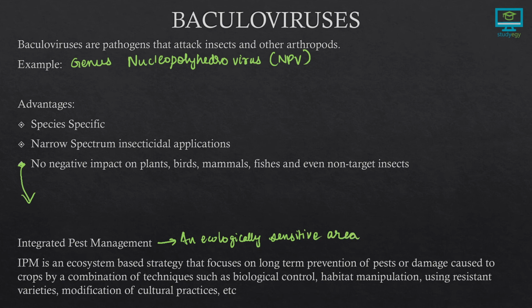So IPM is an ecosystem based strategy that focuses on long-term prevention of pests or damage caused to crops by a combination of techniques. In this integrated pest management we use biological control, habitat manipulation, resistant varieties of the crops, and modification of cultural practices to give better protection to the plants from the pests.